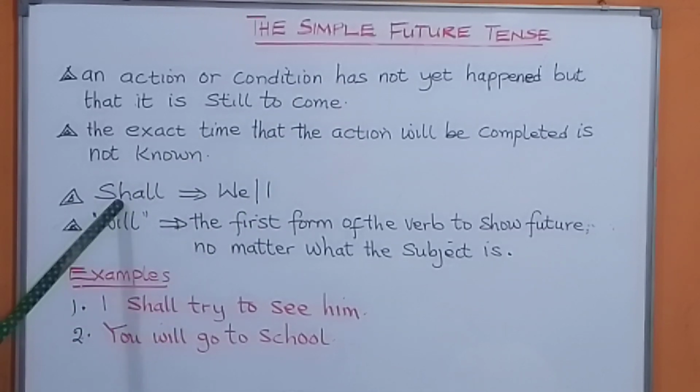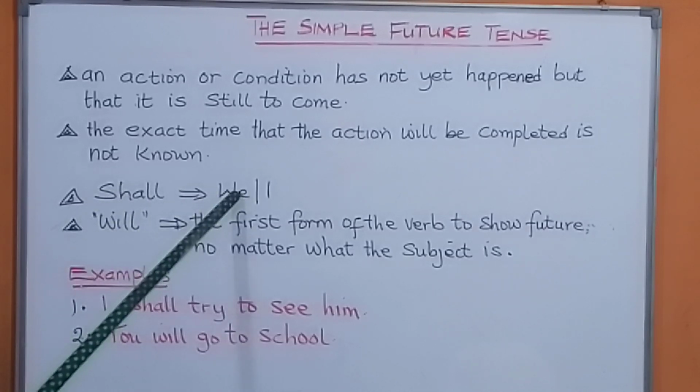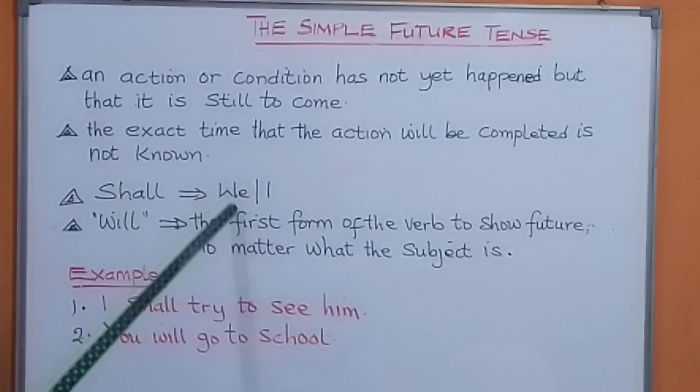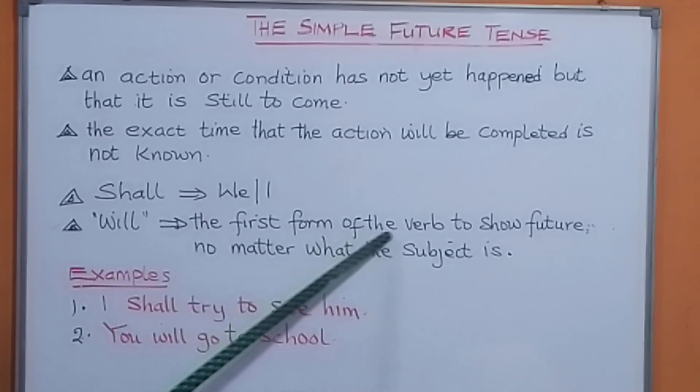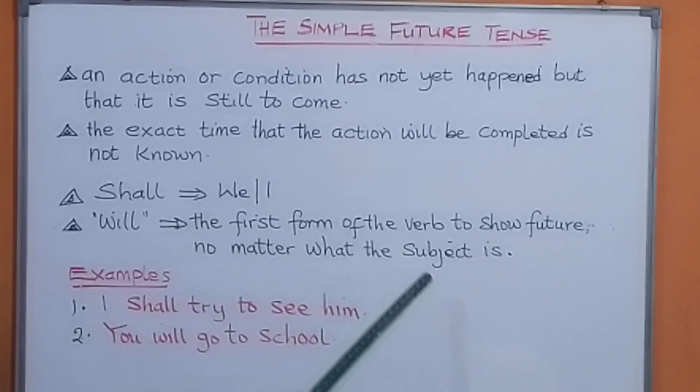And so, we use shall or will. When you use shall, that is when you say we or I, generally. And when you use will, generally in English, you talk about the first form of the verb to show the future, no matter what the subject is.